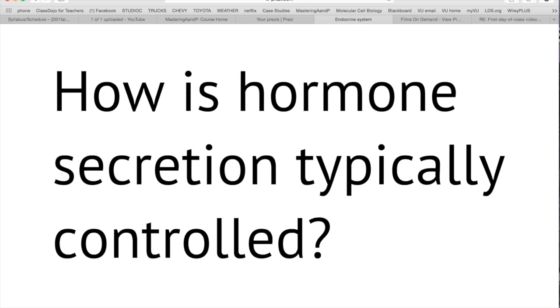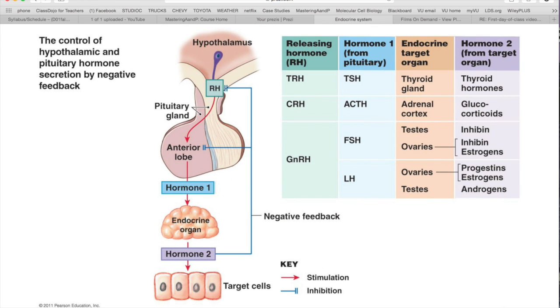Alright, how is hormone secretion typically controlled? And the simple answer is negative feedback. So we often have a releasing hormone, or a regulatory hormone, from the hypothalamus, and it causes release of a hormone from the pituitary gland, and that hormone goes to the endocrine organ and releases the functional hormone. That hormone will go back and inhibit release of this hormone from the pituitary, and also inhibit the release of the releasing hormone from the hypothalamus.